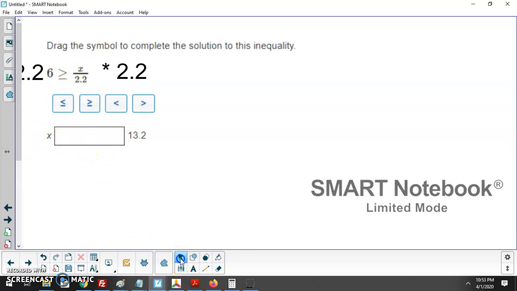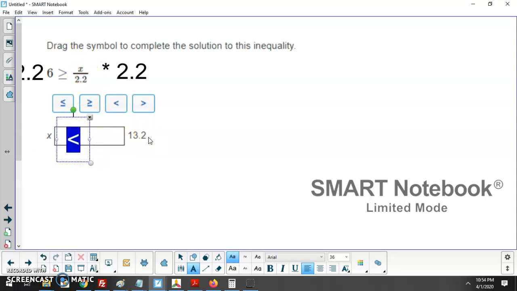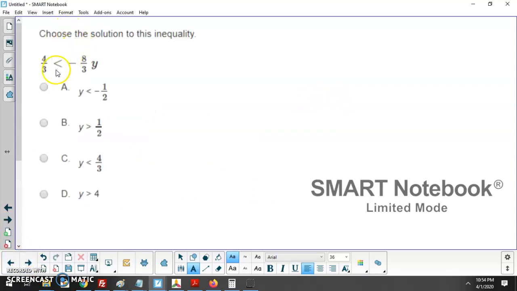Okay, so to compensate for that, since they switched the side of the variable, you have to switch the direction of the inequality, okay? Now, greater than or equal to becomes less than or equal to, okay? You never lose the equal to part, okay? You just switch the direction of the inequality in this case. All right, let's look at this next one.